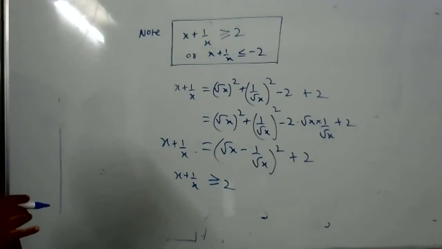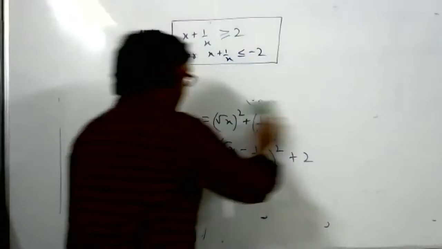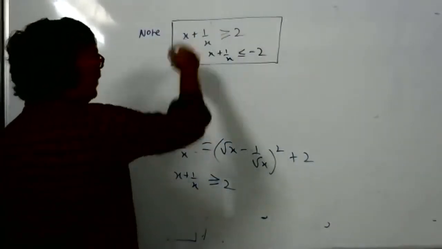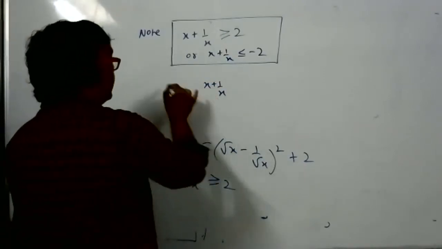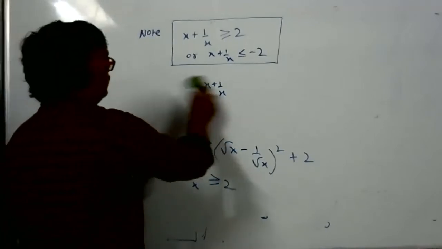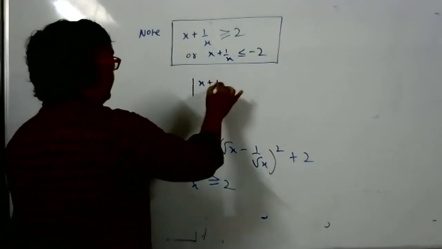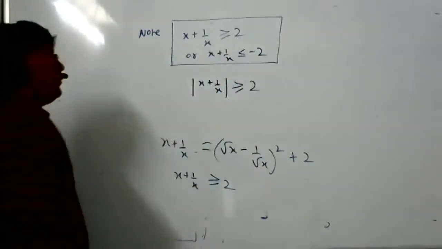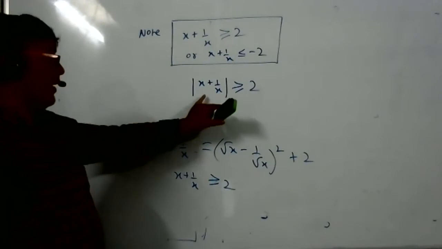Sir, we can better use the modulus function only. That would be more meaningful. So together how can we write this? Together we can write it with the modulus function: mod of x plus 1 by x is greater than or equal to 2. So this is the only conclusion. I think one day I taught you, not in detail, but I gave one result.